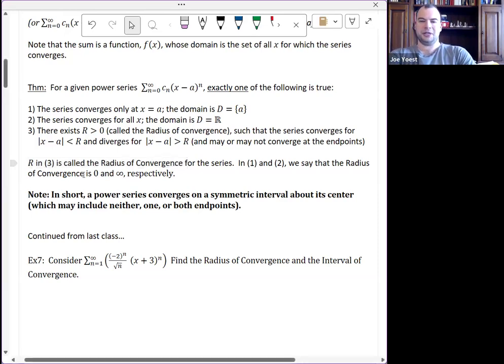And we have our two special cases: radius of convergence of 0, where the power series converges at and only at its center, or radius of convergence of infinity, where the power series converges for the whole real line.